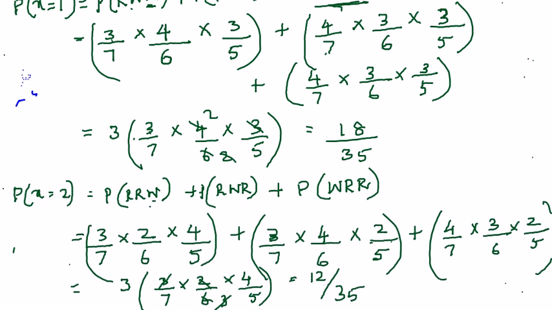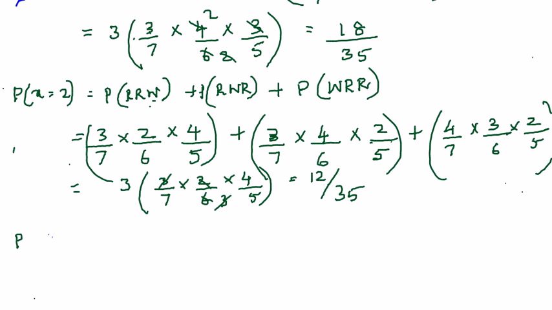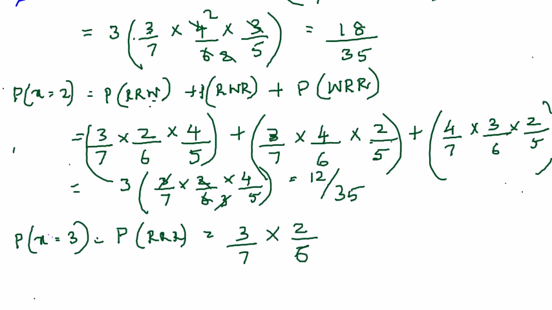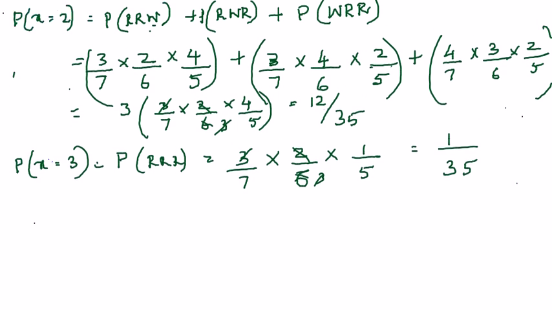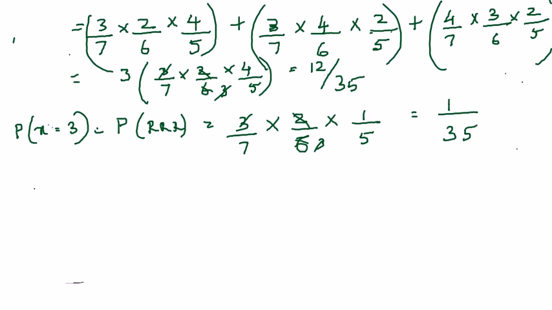And the last outcome is going to be probability of x equal to 3. That is, in all my chances, I get red, red and red. So which is going to be 3 by 7 into 2 by 6 into 1 by 5. This is because it is without replacement, and the value of this is going to be, after cancelling, 1 by 35. Okay, now for without replacement, the last step is to put the tabular column, right?